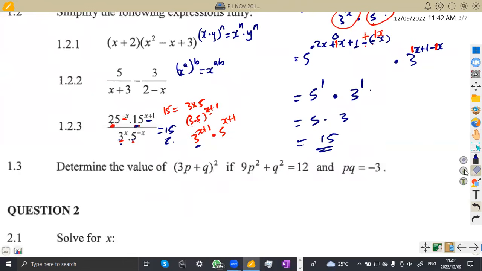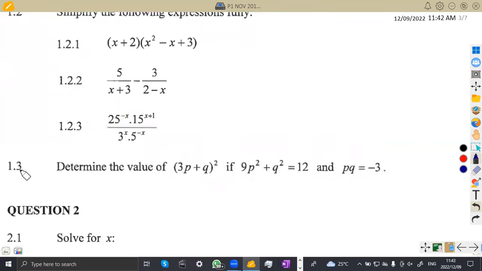And let's see, let me just remove this part so that we can check 1.3. On 1.3, we're given to determine the value of 3p plus q squared if we are given this expression is equal to 12 and pq is equivalent to negative 3. Okay, so here they are just trying to play around with you guys. All you need is to expand the given expression.